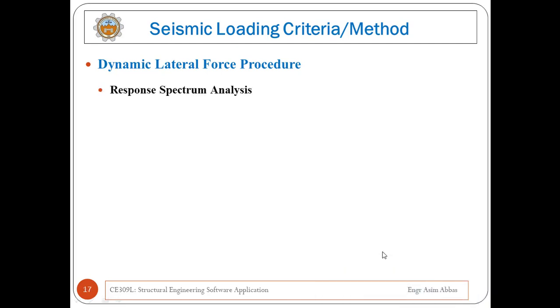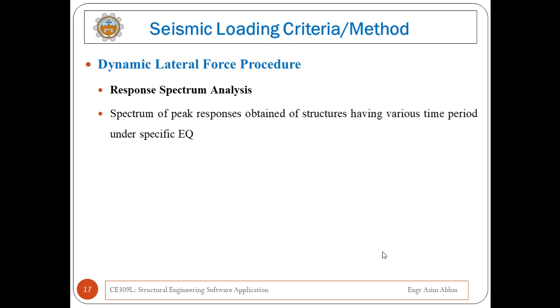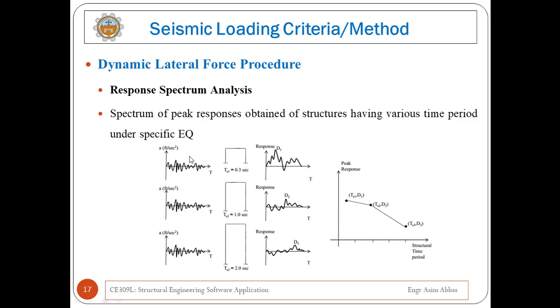Okay, now response spectrum analysis. In the response spectrum analysis, the peak responses of structures having various time periods are obtained under a specific earthquake. How? For example, a specific earthquake is applied to buildings having different time periods, right? For example, this building's time period is 0.3 second, that one is 1 second, and the other building has a 2 second time period.